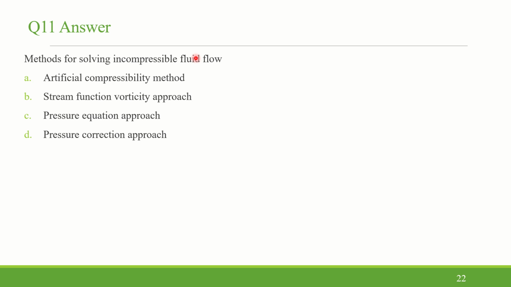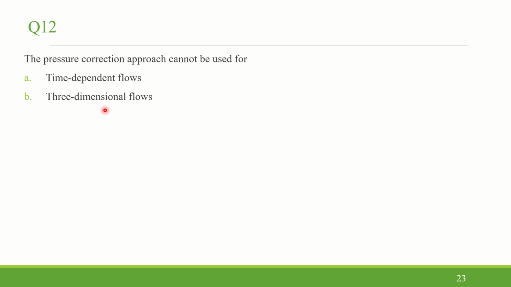Now we will see question 12. In question 12, it is given that the pressure correction approach cannot be used for dash. Option A, time dependent flows. Option B, 3-dimensional flows. Option C, viscous flows. Option D, none of the above.